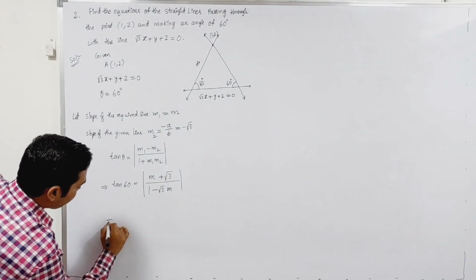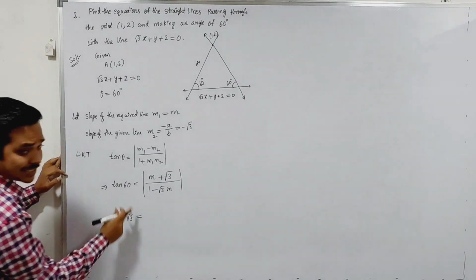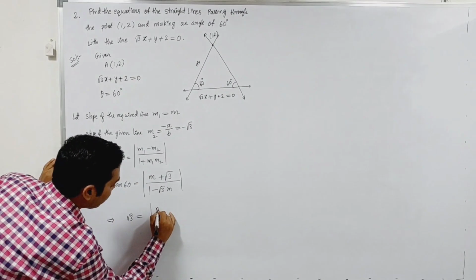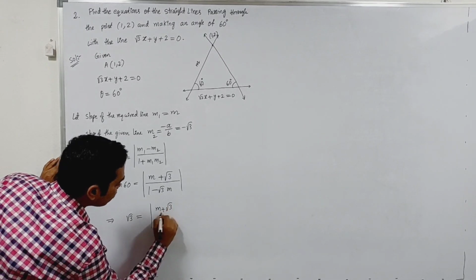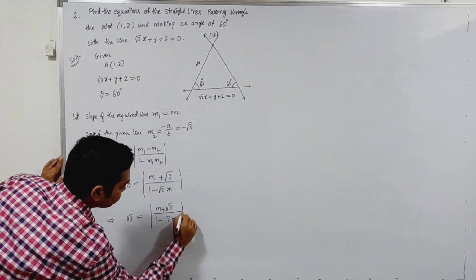What is the tan 60 value? The tan 60 value is equal to root 3. We know that tan 60 is equal to root 3. So here, the modulus of (m plus root 3) by (1 minus root 3 m).